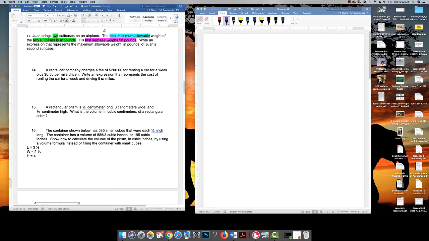Write an expression. You don't have to solve. It doesn't say solve. It doesn't say evaluate. Write an expression that represents the maximum allowed weight in pounds for the second suitcase. Okay, so this is what you have to do.